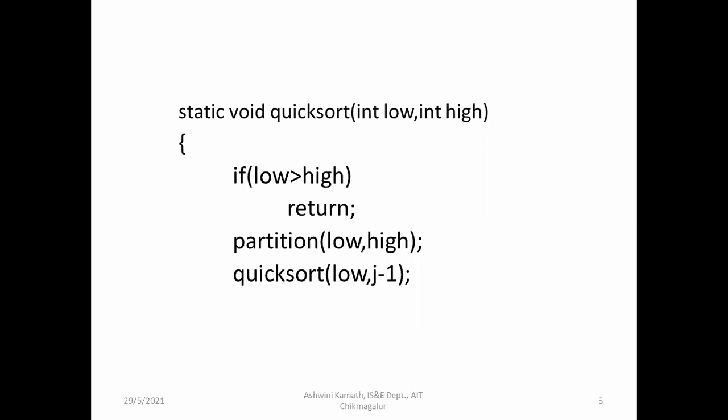Once we get the position of the pivot element, the array will be divided into two halves. The elements on the left side of the pivot element will be lesser than the pivot element, and elements on the right side will be greater than the pivot element. So we'll have two arrays there. It will be partitioned. Now we have to call quicksort on both partitions: quicksort of low comma j minus 1, and quicksort of j plus 1 to high.